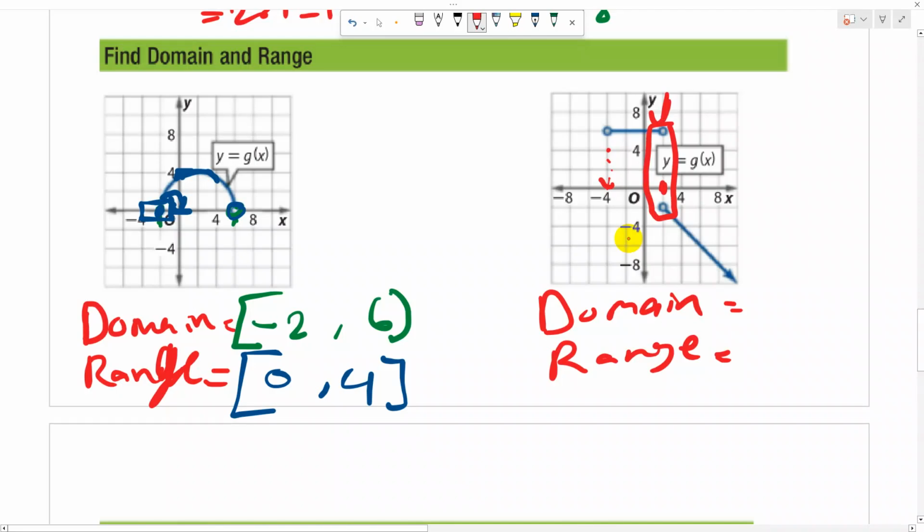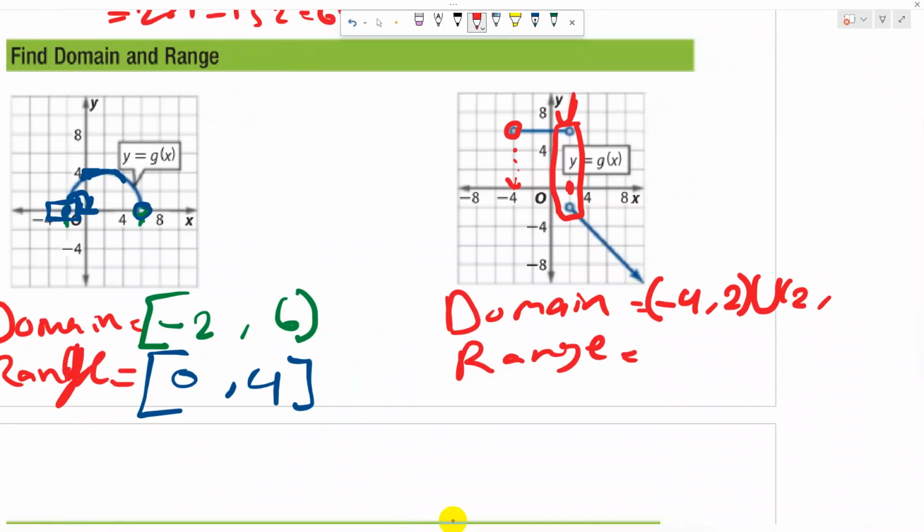So how to write this? I will say we start with -4 and go all the way till 2. We don't have -4 because it's an empty, unshaded circle, and we don't have 2. It's like a break inside your domain. And then we continue from 2 and go all the way till infinity because we have an arrow here.